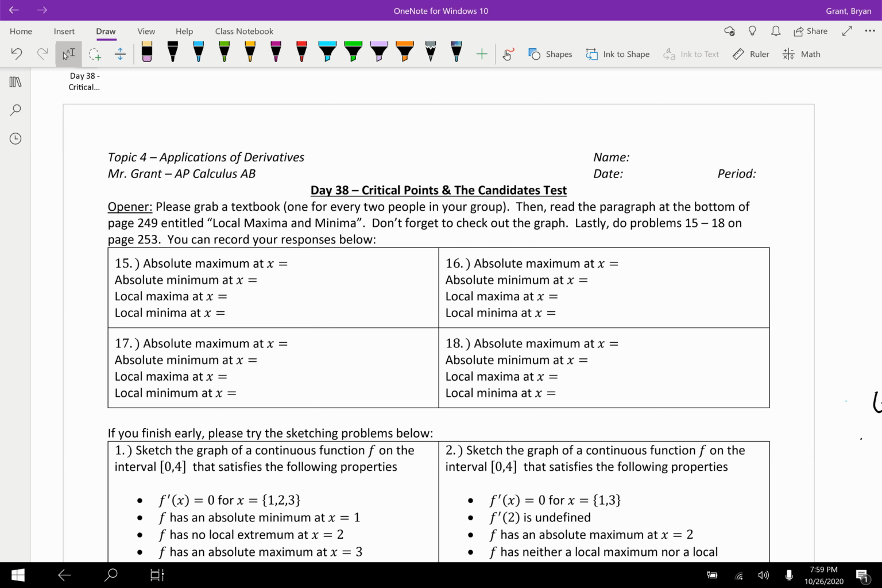So you should have a textbook around you, or you can use a digital copy. Please read the paragraph on the bottom of page 249. It's entitled Local Maxima and Minima. Although there is a next page 250, I would say don't go on to that. Just briefly read the bottom. It's going to remind you what those local extrema are. And then second, if you turn to page 253, do problems 15 through 18.